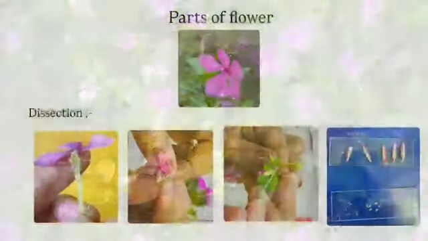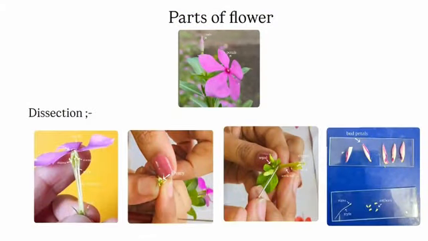Here we have the parts of a flower. This beautiful flower consists of different structures: the petals, sepals, buds, stigma, style, ovary and stamens, each playing an important role in reproduction. Now let's look at the dissection of the flower.